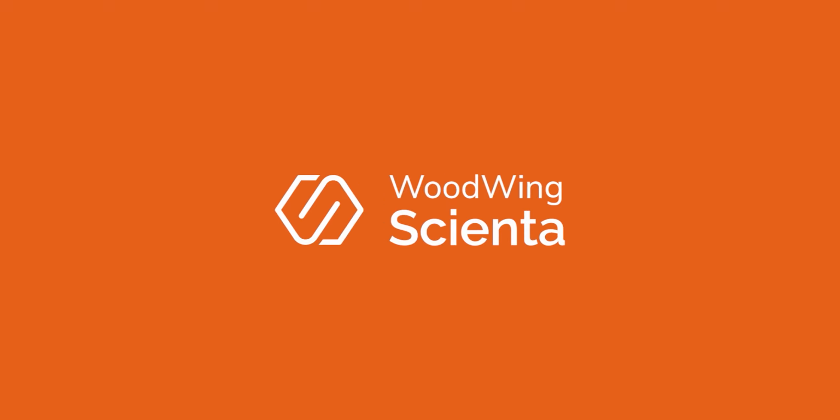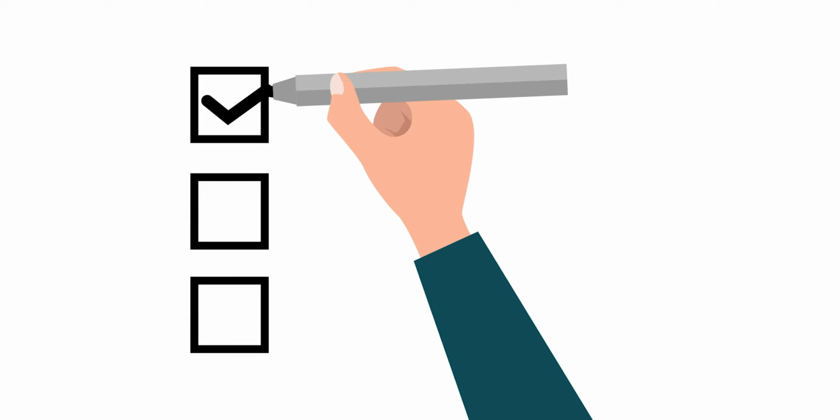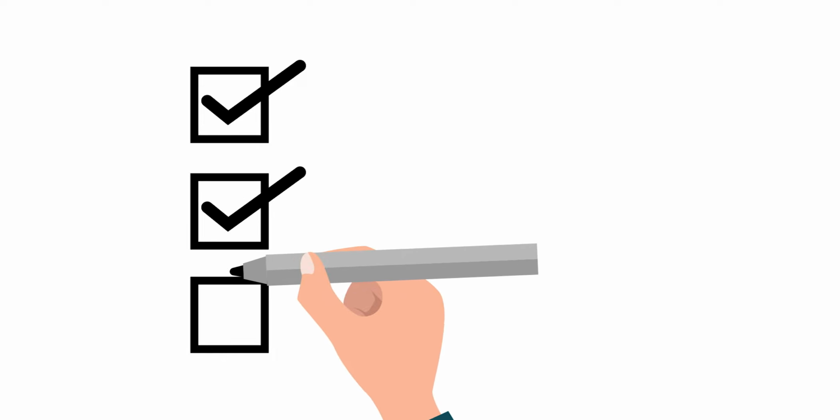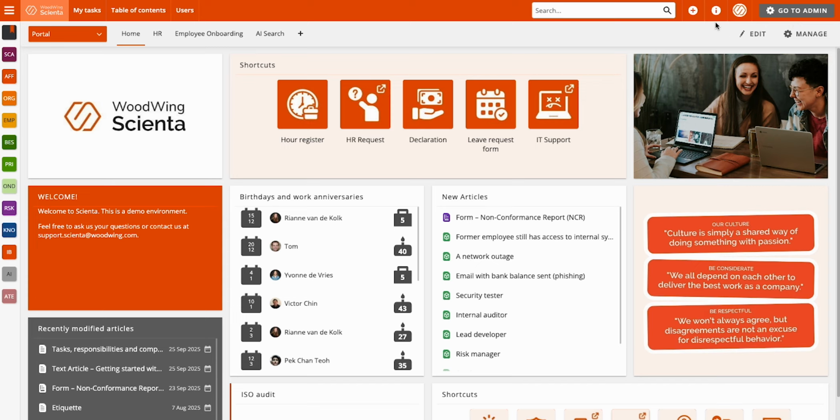Welcome to WoodWing Scienta. In this guide, we'll walk you through managing the request for change task, a key feature for reviewing and processing proposed updates to articles. By learning how to handle these requests effectively, you'll ensure content remains accurate while fostering smooth collaboration.